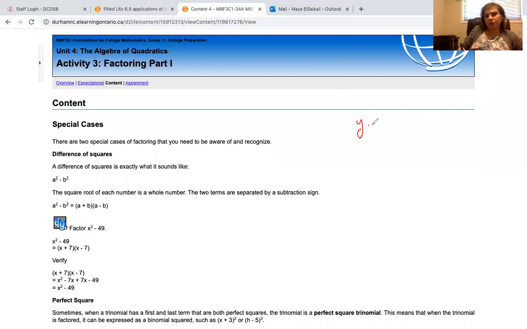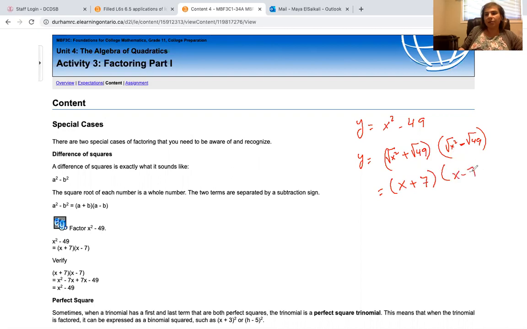So to factor a difference of squares, you start by opening two brackets. In the first bracket, you put a plus in the middle. In the second bracket, you put a minus. In the first position of each bracket, you put the square root of the first term, the square root of x squared, which is x. In the second position, you put the square root of the second term, the square root of 49, which is 7. So x plus 7, and x minus 7.